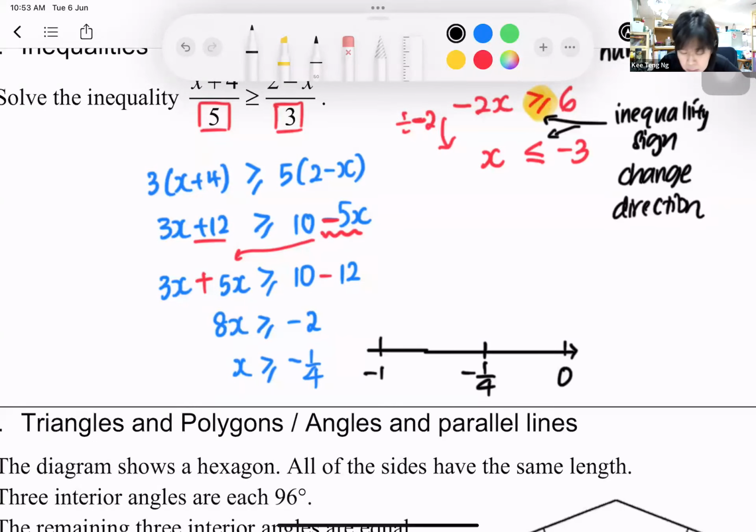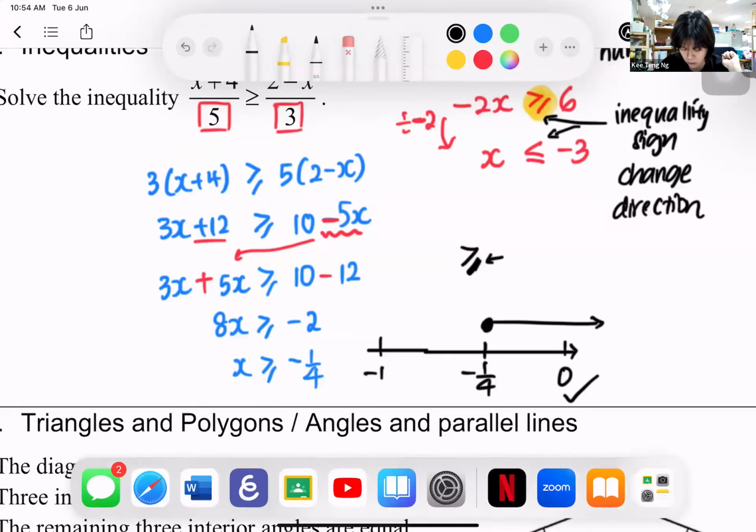I want greater than or equal to, there's an equal sign over here. This is going to be a solid circle. So if the question asks you to state the smallest possible integer that satisfies this inequality, my answer will have to be 0, not -1. The teacher will usually try to trick you for that.